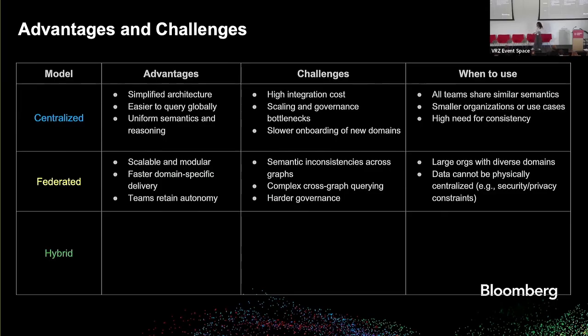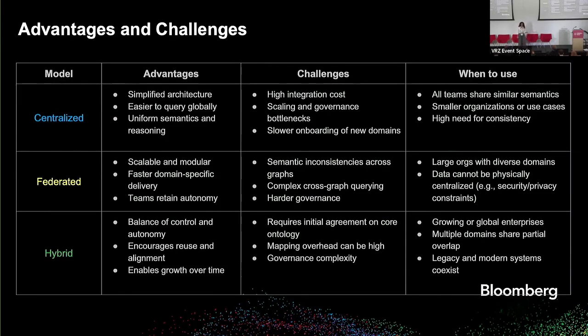Federated, I'm talking about fully federated here, means that you become scalable and modular, with faster domain work, and teams retain autonomy. It's similar to the example I gave you about the experience that we had. But you have to make sure you have a governance policy, because it becomes much harder to govern. Querying across different domains becomes a little more complex, and you might still see semantic inconsistencies. However, if you're working in large organizations with very diverse domains that don't necessarily need to connect everything, and building knowledge graphs in their own space is good enough, then go with that. Or if data cannot be physically centralized due to what we were talking about in terms of security.